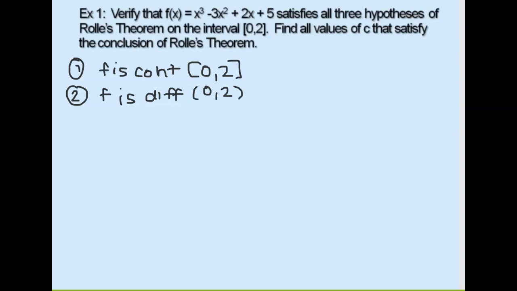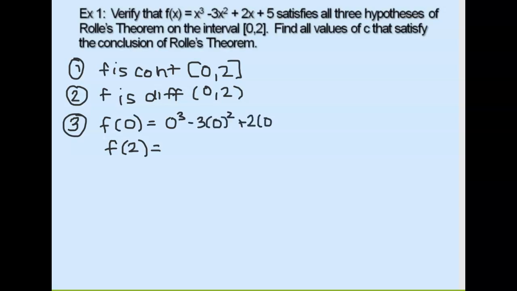Number 3, does f of a equal f of b? Well, this one's a little bit trickier. I need to know what is f of 0 and what is f of 2. So f of 0 is 0 cubed minus 3 times 0 squared plus 2 times 0 plus 5, aka f of 0 is 5.